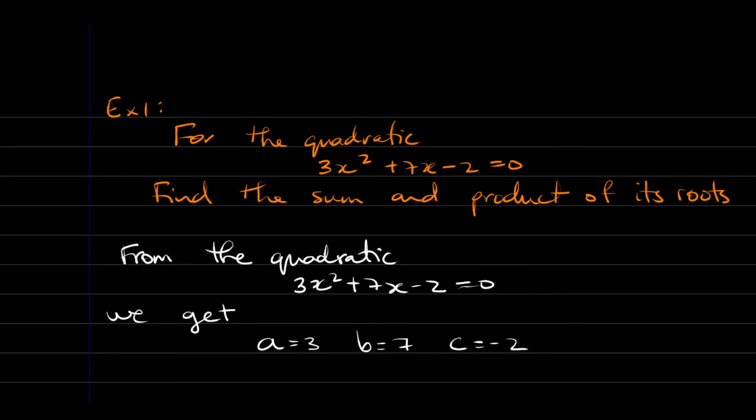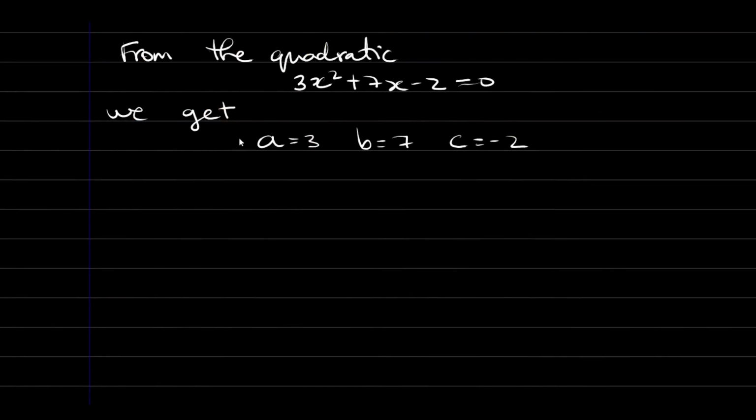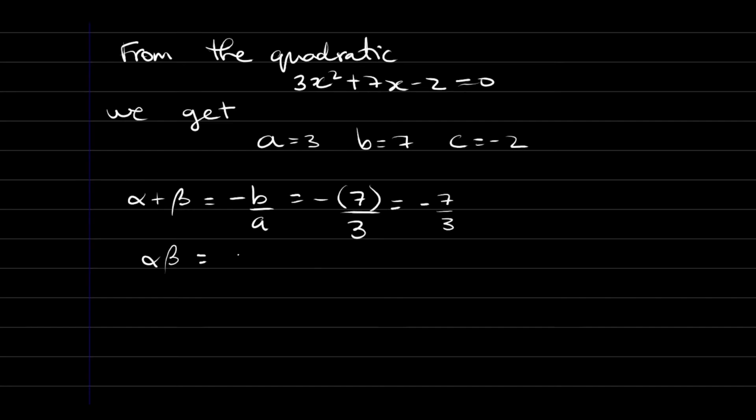So if we have to find the sum and the product, we can just simply say alpha plus beta is equal to minus b upon a, which is minus of 7 upon a, which is 3. So that is negative 7 on 3. And then alpha beta is the product, which is c upon a, is going to be equal to negative 2 divided by 3, which is, well, just negative 2 on 3.